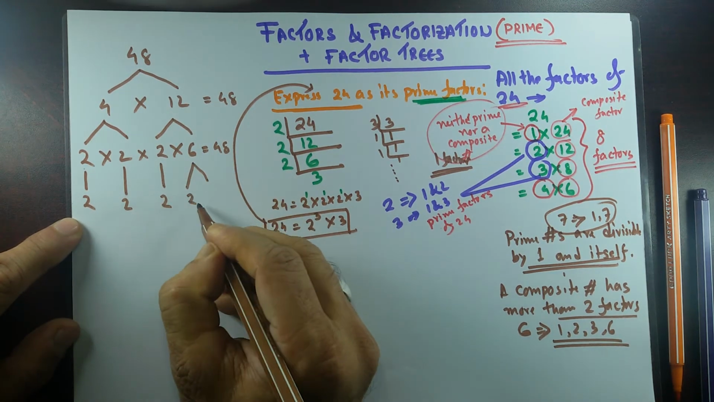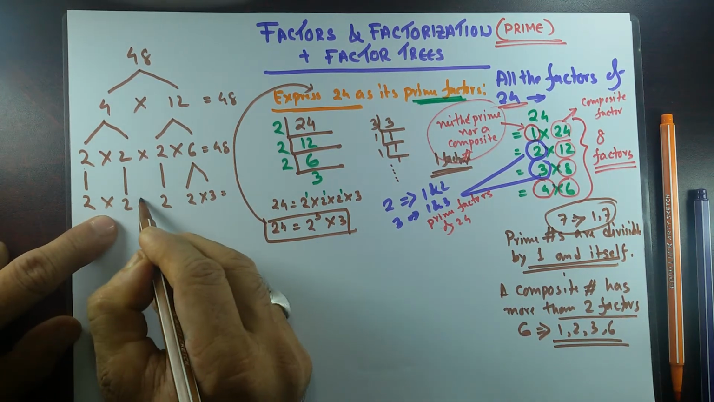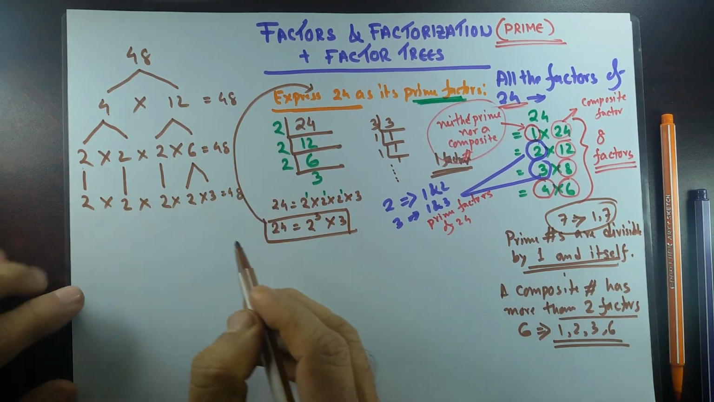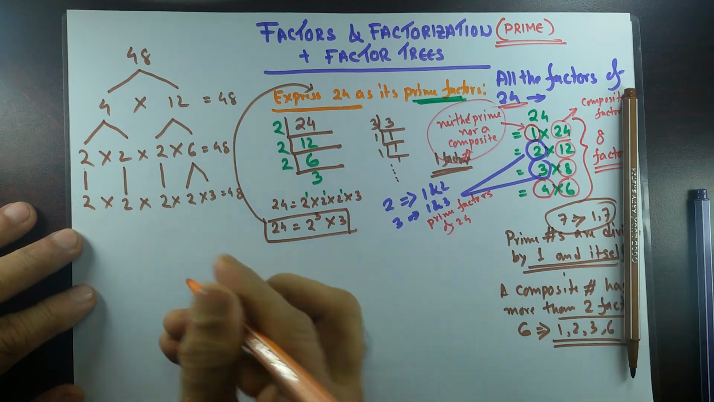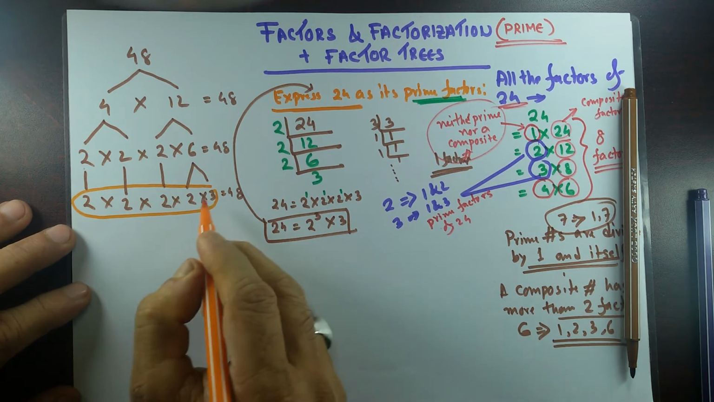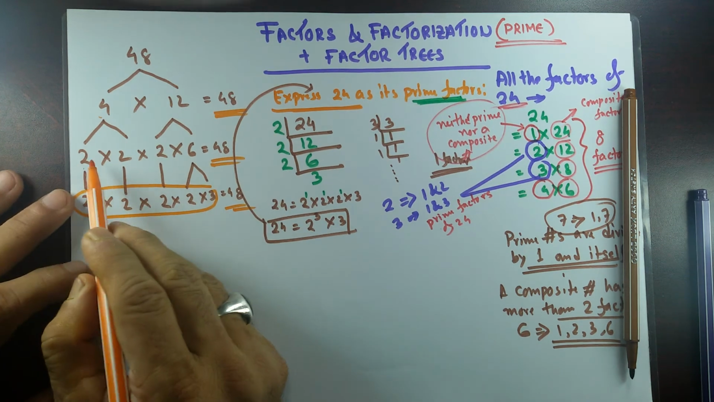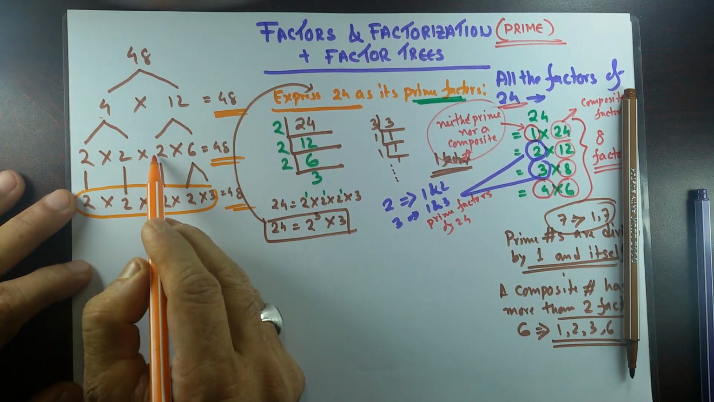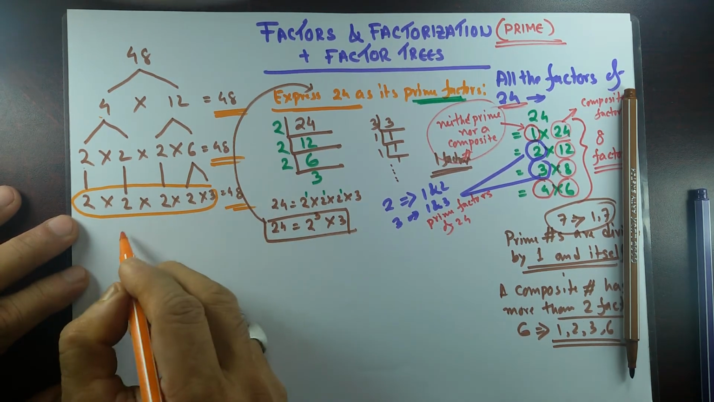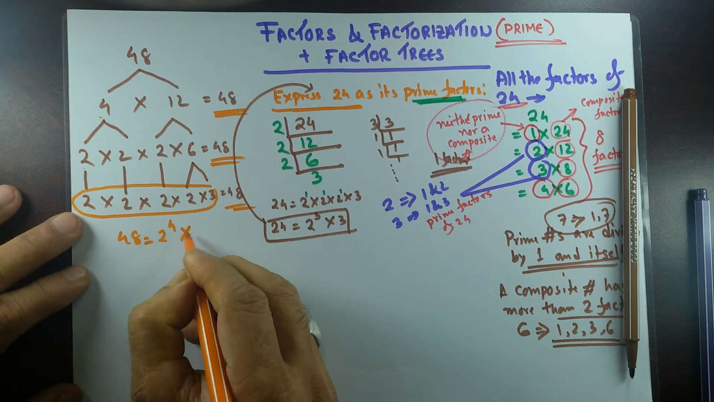This one, 2 times 3: 2 times 2 is 4, 4 times 2 is 8, 8 times 2 is 16, 16 times 3 is 48. So at the end, in this last line, you can see that I end up with all the prime factors, and every step equals 48. 4 times 12 is 48, 2 times 2 is 8, 8 times 6 is 48, and all those are prime numbers. So 48 can be expressed as 2 to the power 4 times 3.